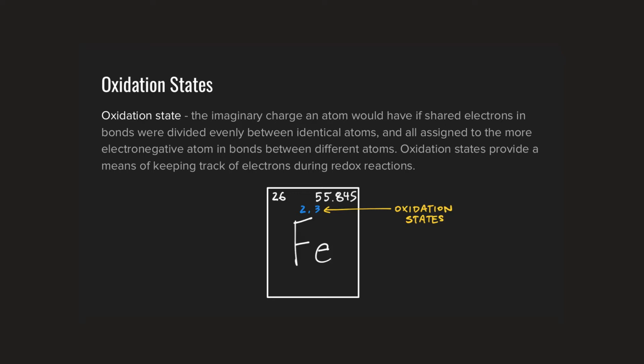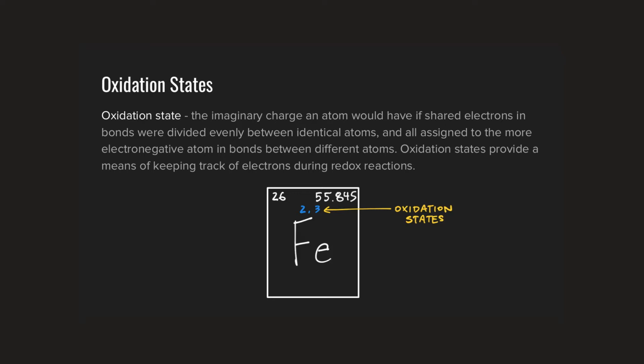So to define more definitively an oxidation state, we're going to call an oxidation state the imaginary charge an atom would have if it shared electrons in bonds equally with other identical atoms, that is, atoms with the same chemical identity as themselves. And if instead of sharing those electrons in covalent bonds, we assigned all of those electrons in a covalent bond to the more electronegative atom, if we've got a bond between 2 different atoms.